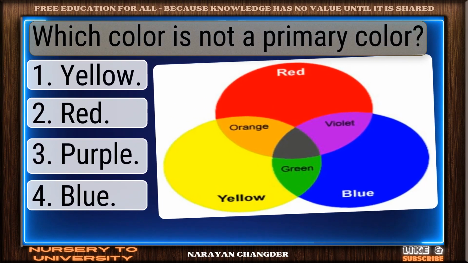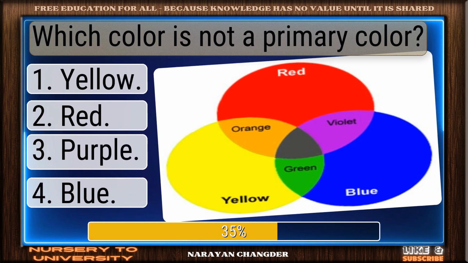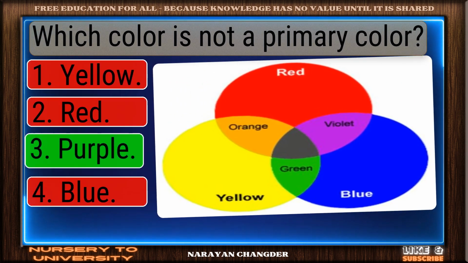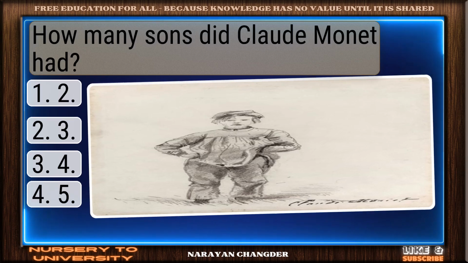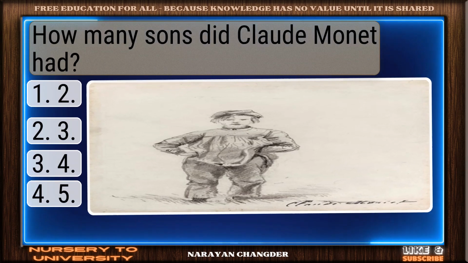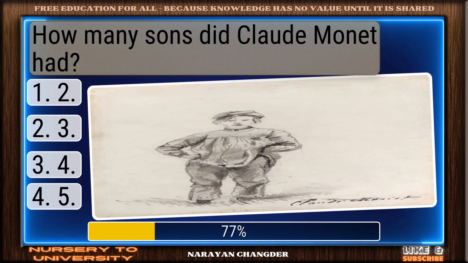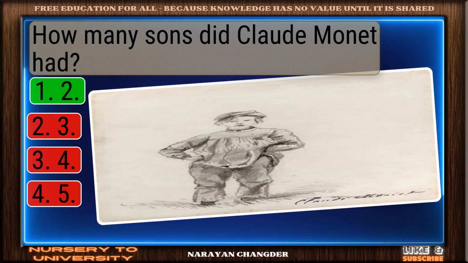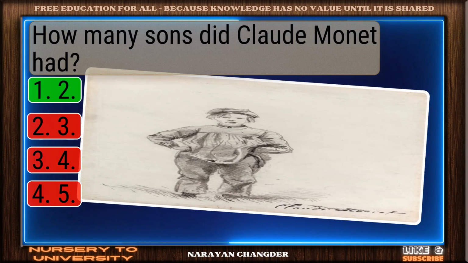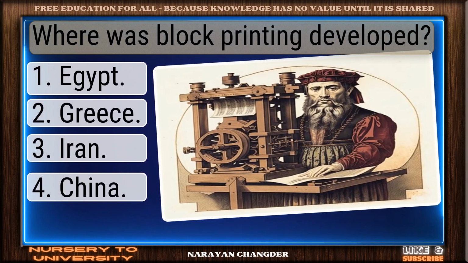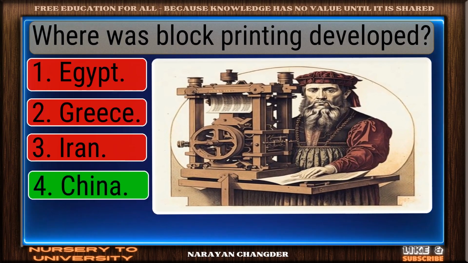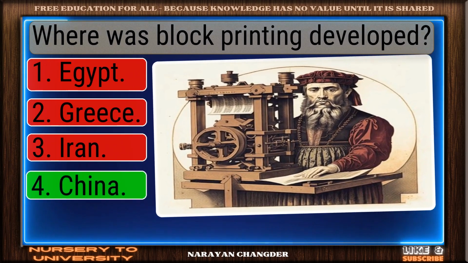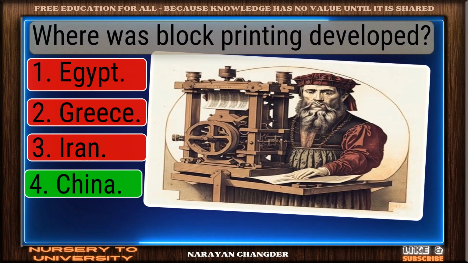Which color is not a primary color? Good job. Your answer, purple, works well here. How many sons did Claude Monet have? Smart pick. 2 is the correct choice. Where was block printing developed? Excellent choice. China is the right answer.